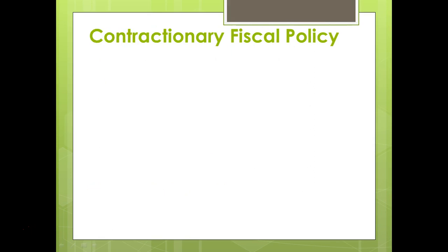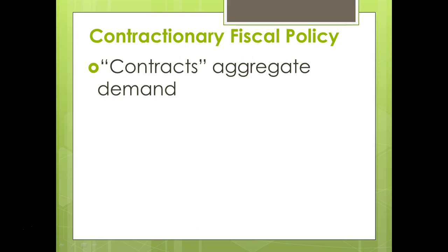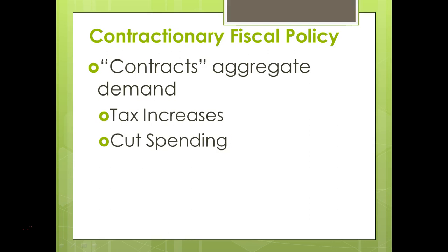Contractionary fiscal policy is the opposite. It contracts or decreases aggregate demand. And that happens by tax increases. If the government takes more money away from individuals, then they'll spend less in the economy and aggregate demand will go down. It can also cut spending. If the government spends less money, then there will be less money spent in the economy, which decreases aggregate demand. Or it can do both. It can increase taxes and cut spending.